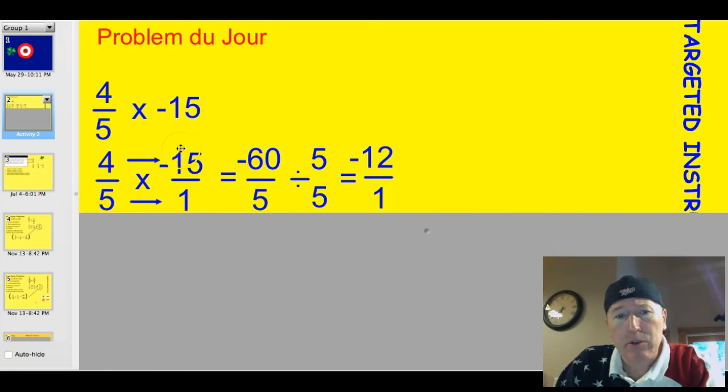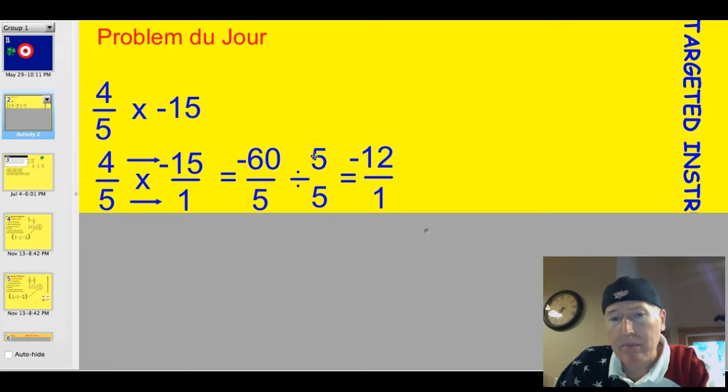Well, the first thing we can do is take negative 15 and make it negative 15 over 1. Now we have a regular fraction to work with. And just like when we multiply positive fractions, when you have a negative fraction, you just multiply straight across. So we have 4 times negative 15 is negative 60. We have 5 times 1 is 5. So now we have negative 60 divided by 5.